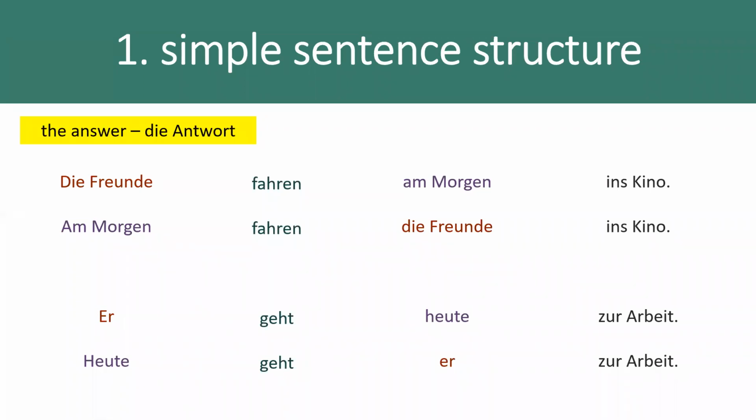Also man kann, wie gesagt, einmal mit dem Subjekt anfangen. You can start with a subject and the sentence would be, die Freunde fahren am Morgen ins Kino. Or if you start with a time expression, wenn man mit dem Zeitausdruck anfängt, am Morgen fahren die Freunde ins Kino. And the second sentence, geht heute zur Arbeit. That's starting with a subject and starting with a time expression. Heute geht zur Arbeit. Ja, also einmal mit dem Subjekt am Anfang und einmal mit dem Zeitausdruck.